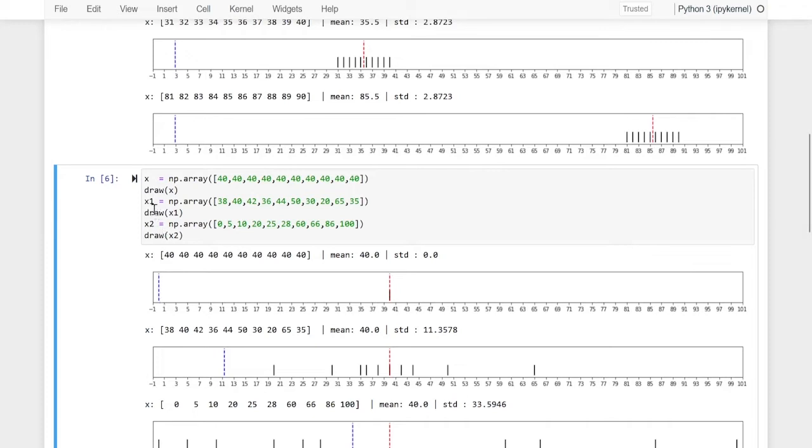Look at x1 now. Here 38, 40, 42, 36, 44, 50, 30, 20, 65, 35. Here proximity is not as tight as it was here. Here every number was the same. So here dispersion is there, right?